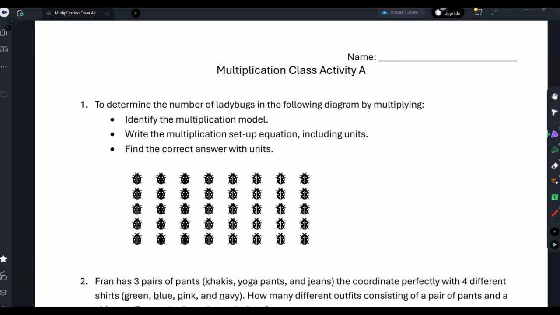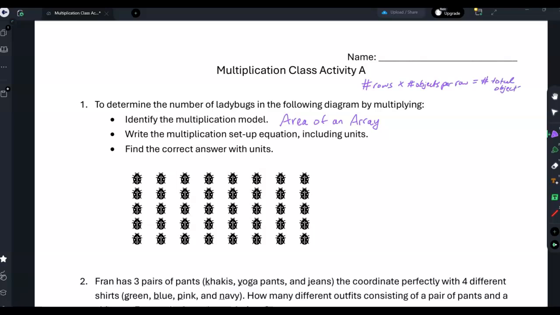So we can see we have ladybugs that are arranged in an array. So for the model here, this would be area of an array, because we have rows and columns. Or if you've got length and width, that would also be area of an array. And so for the multiplication setup, the general form for area of an array is we would take the number of rows times the number of objects per row. And that would give us the total number of objects.